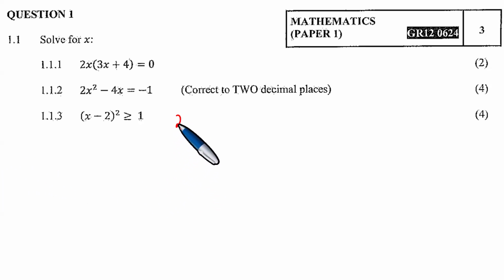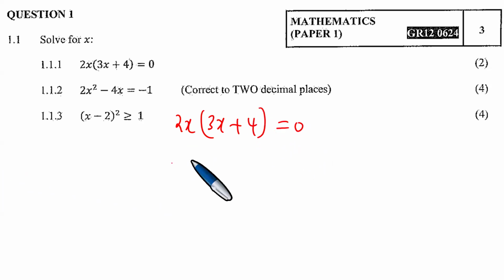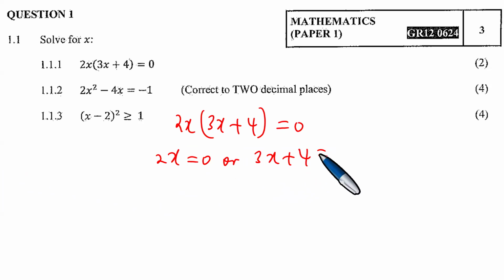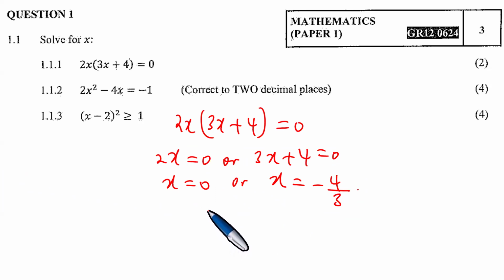Right, we've been given 2x(3x + 4) = 0, which means 2x is 0, or 3x + 4 equals 0, and this means x is 0, or x is -4/3. Okay, so we have solved this first equation step by step, and two solutions are possible there. Either x is 0 or x is -4/3.